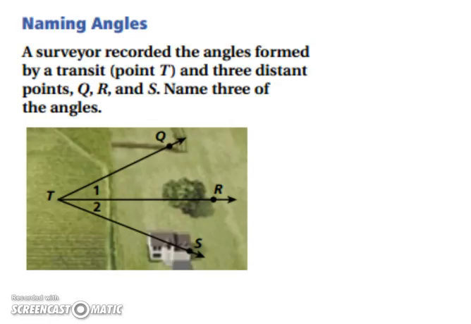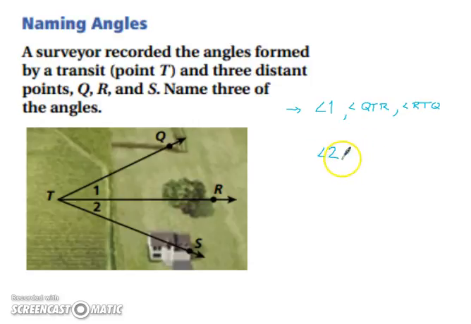Let's try an example. A surveyor recorded the angles formed by a transit, which would be at the point T, and 3 distant points, Q, R, and S. Name 3 of the angles. Well, we can use numbers. So we can have angle 1 or angle 2. We could also label angle 1 because it says 3 different angles. We could also label 1 as angle QTR or angle RTQ. It's all the same angle.